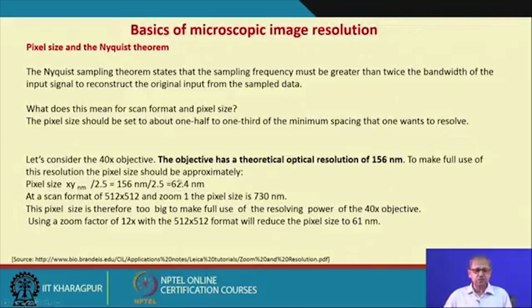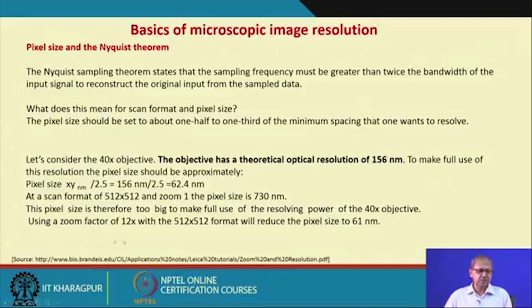To obtain a 62.4 nanometer pixel size, what will be your scanning format? That is the main question. At a scan format of 512 by 512 and zoom 1, the pixel size will be 730 nanometer. So, it is far away from the 62.4 nanometer which is achievable. This pixel size is therefore too big to make full use of the resolving power of the 40x objective.